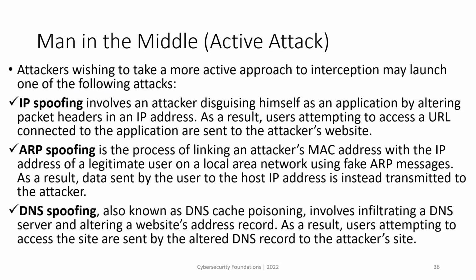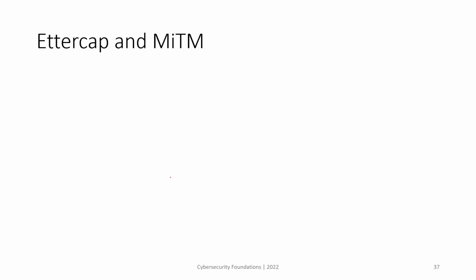So the man in the middle attack is not only based on ARP spoofing, but it can also be based on IP spoofing or DNS spoofing, which means I do not always need to have physical access to the network to do a man in the middle attack. But all of us know what DNS is, right? What is the DNS?